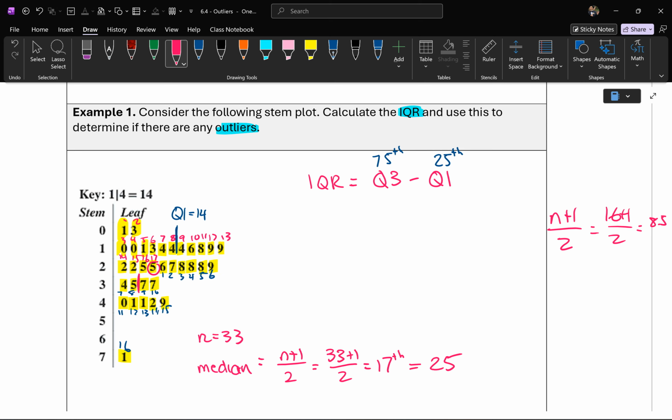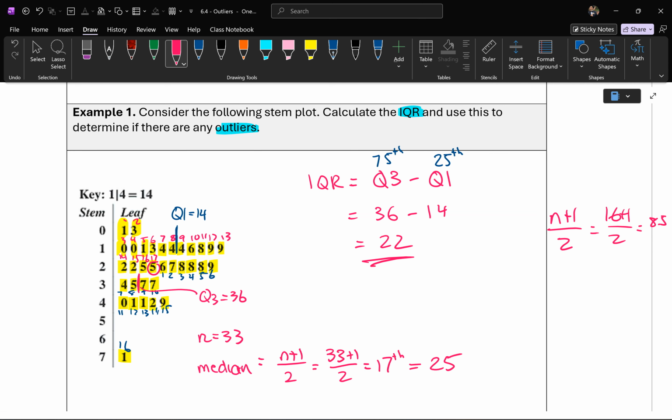What's the middle of 35 and 37? 36. So hence, Q3 is 36. Put them together. 36 take away 14. What's that? 22? I think it is.